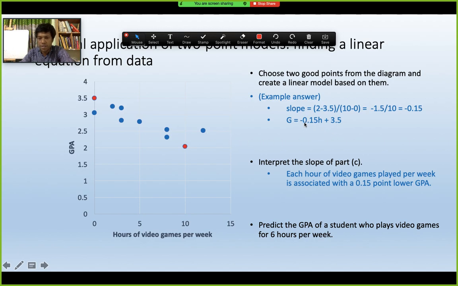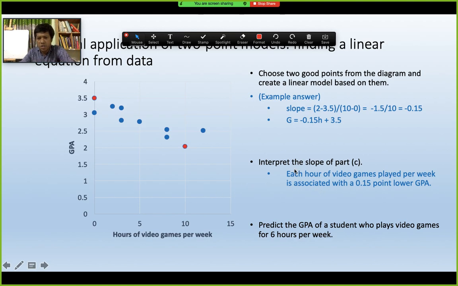Another one is, let's say this is minus 0.15h, and your answer came plus 0.15h. That is also not acceptable, because this is a negative slope, the line is decreasing, so you should not have an increasing slope. The answer should not be positive. Okay, and this is g and h, so these are just variables, no problem with that. It can be y equals minus 0.15x plus this, it can also be like this, but here g means GPA and h means hours of video games played, so that's why we changed the variable here.